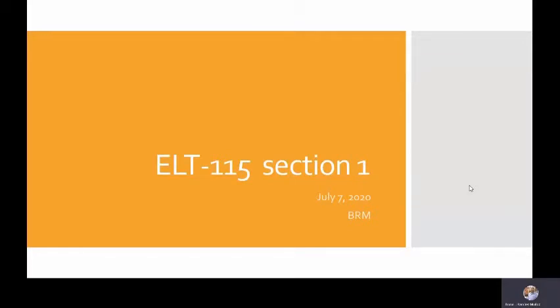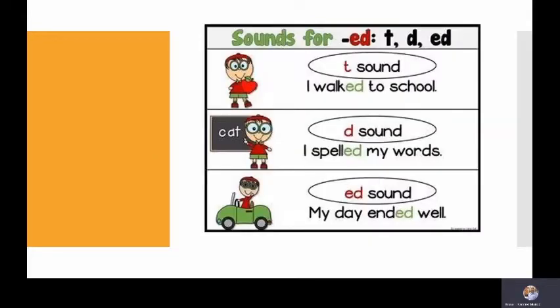Good morning, everyone. This is ELT115, Section 1 on July the 7th, 2020, and this is the first part of our lesson for today. Today, in the first part, we're going to go back to the ED ending. We're going to remember that the ED ending can be t, d, or id, depending on the final sound of each one of the verbs.